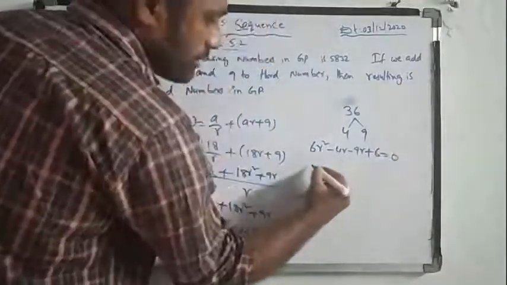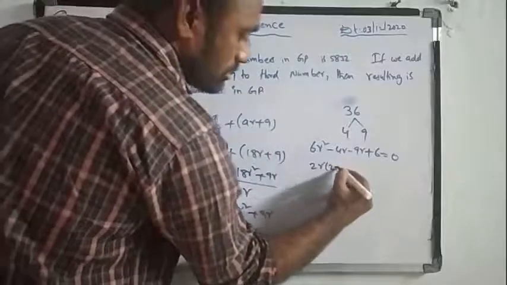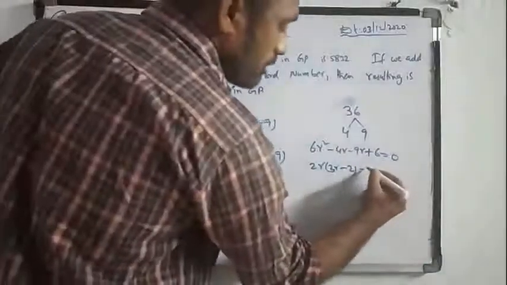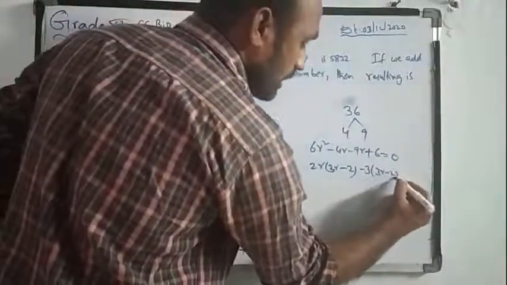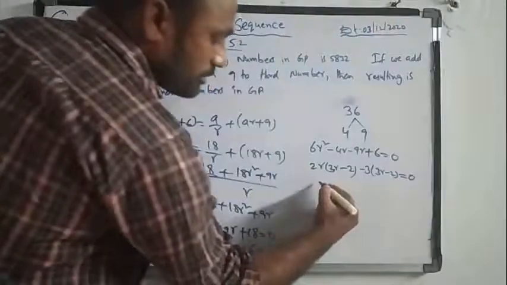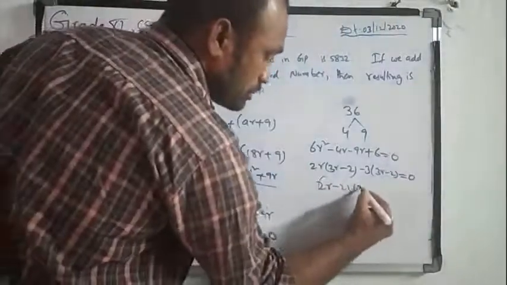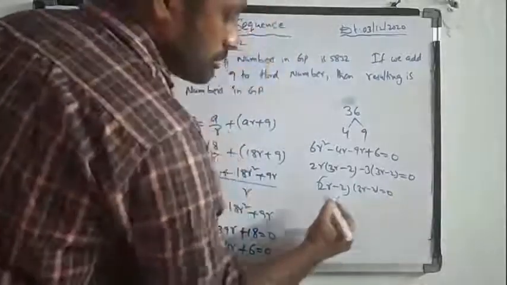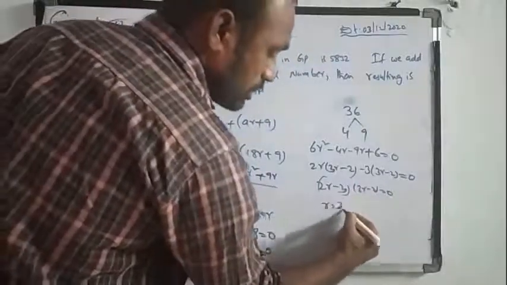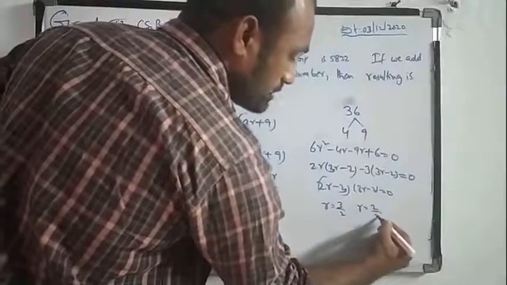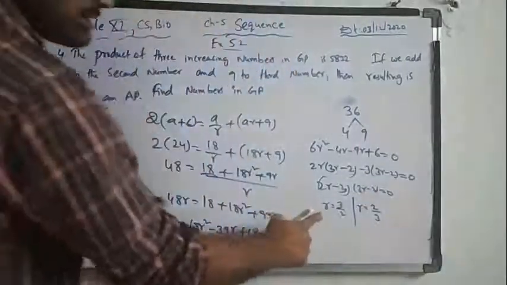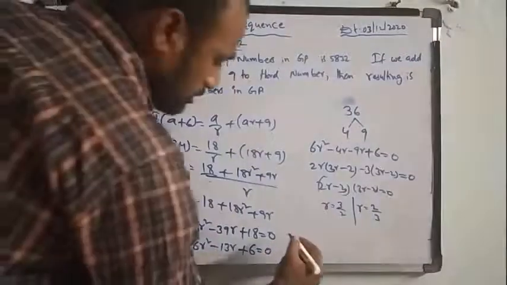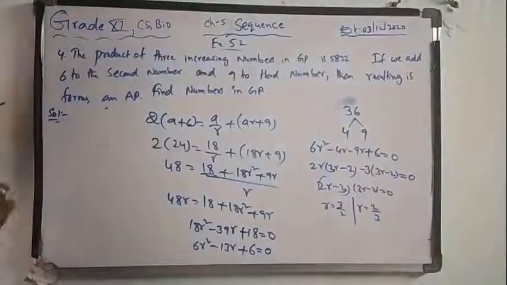In this I will take 2r common, so it is 3r minus 2. In this, minus 3 common, 3r minus 2 equals 0. So 2r minus 3 into 3r minus 2 is equal to 0. So r is equal to 3 by 2, r is equal to 2 by 3. So we have two answers, r equals 3 by 2 and r equals 2 by 3. Now we will find the series. The a value is 18.